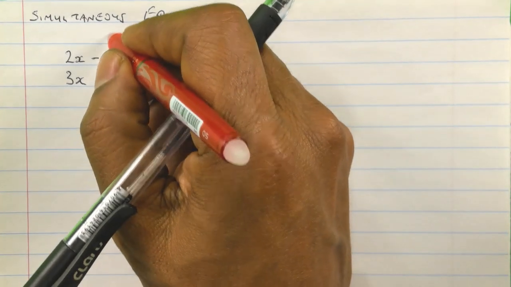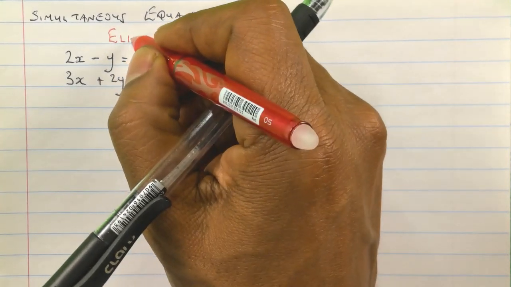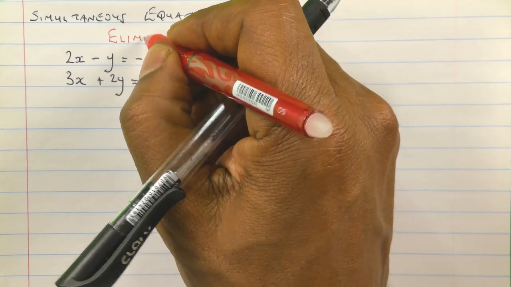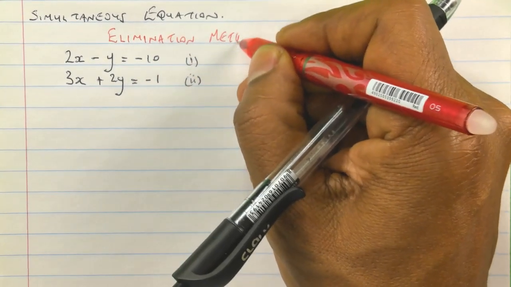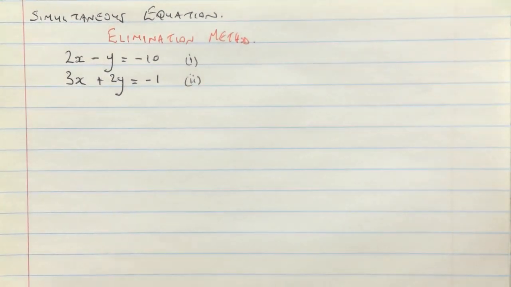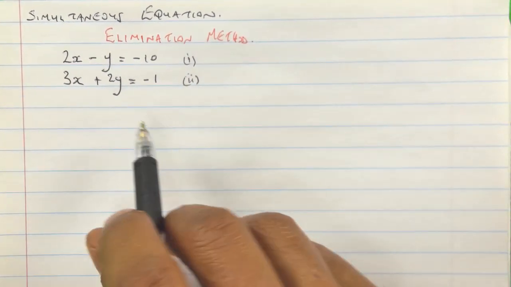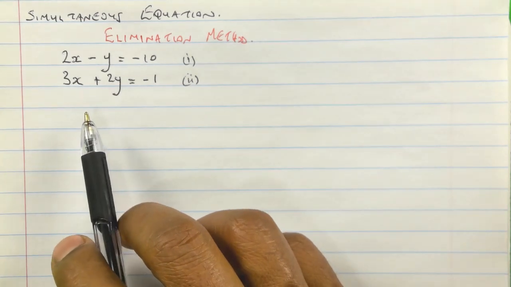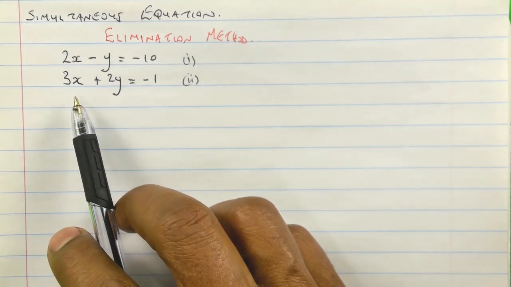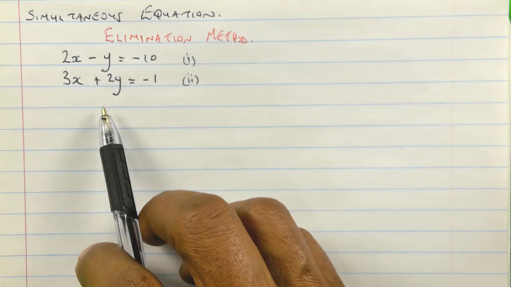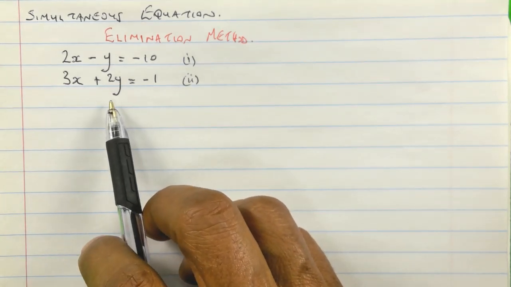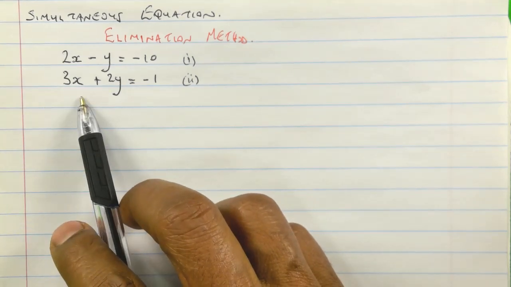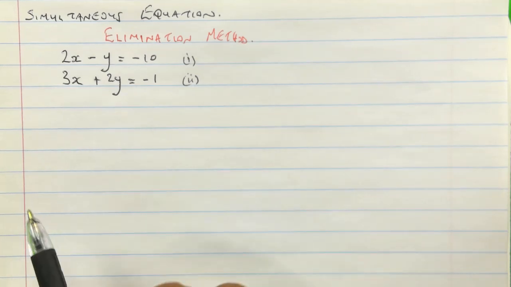All right, let me write here because I want to use the other side for the second method. In the elimination method, you want to eliminate. You want to get rid of one of the variables so that you remain with one and solve that remaining one, and then you can use it to solve the other one.